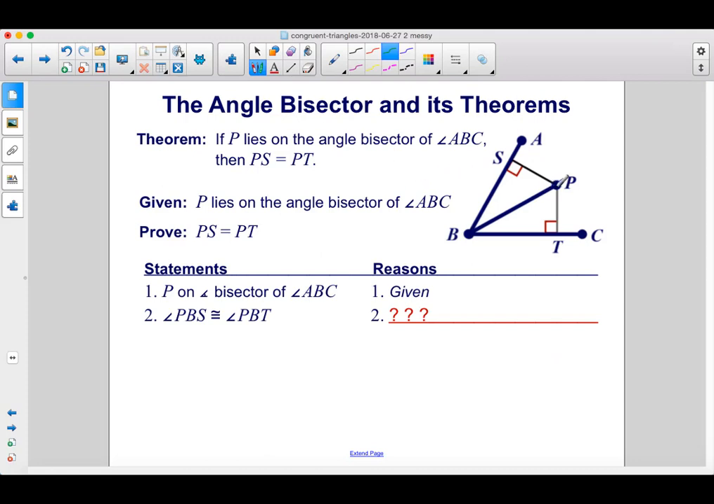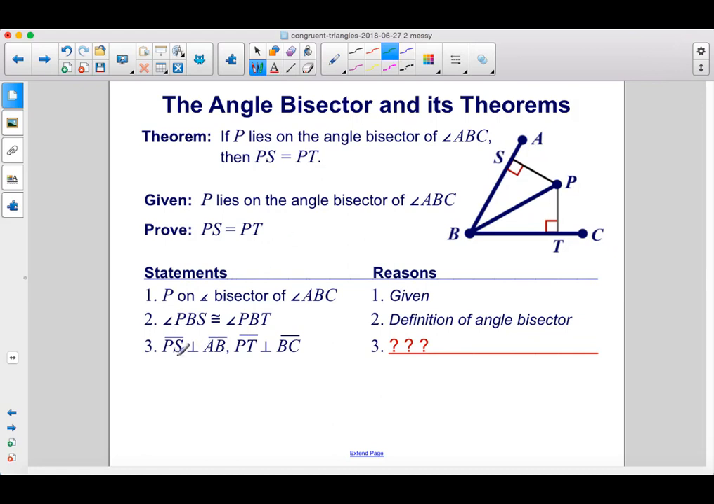Theorem. If P lies on the angle bisector of angle ABC, then PS equals PT. Given that P lies on the angle bisector of angle ABC, prove that PS equals PT. So we begin with our given information. P lies on the angle bisector of angle ABC. Therefore, angle PBS is congruent to angle PBT, because that is the definition of an angle bisector.